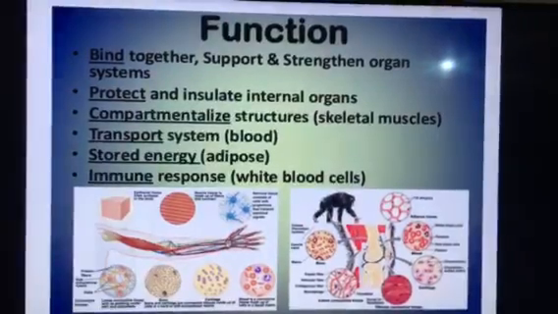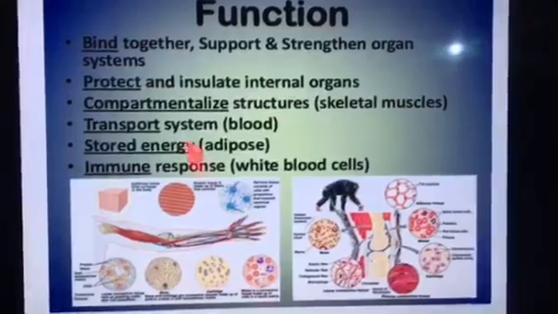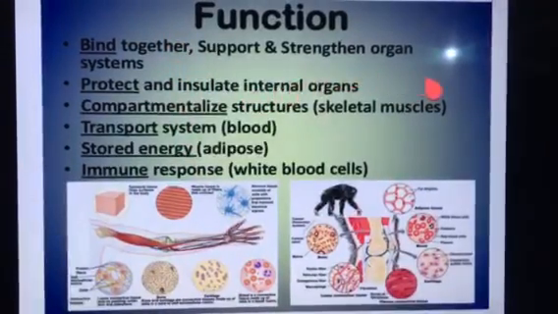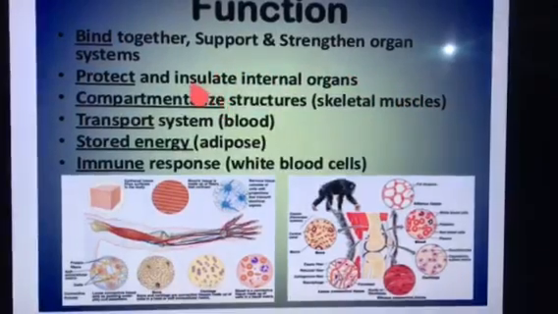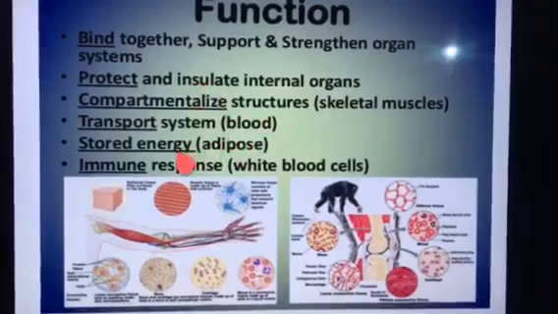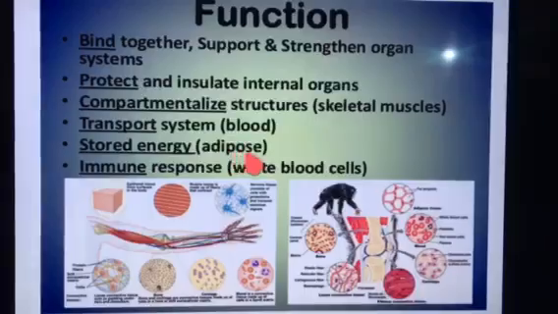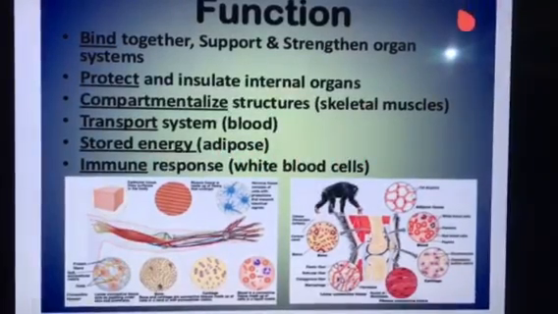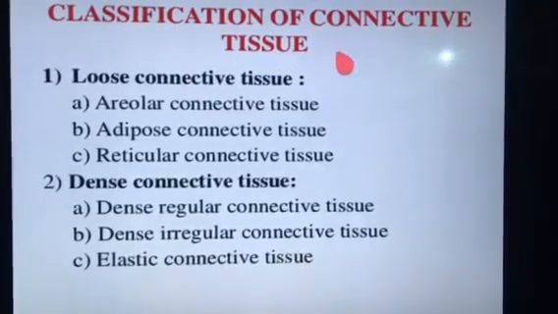Now what are the major functions of connective tissue? Its major function is to support and provide strength to the organs. It also protects and insulates internal organs. Then there is the transport system, in which blood helps, and then stored energy with the help of adipose tissue and so on.